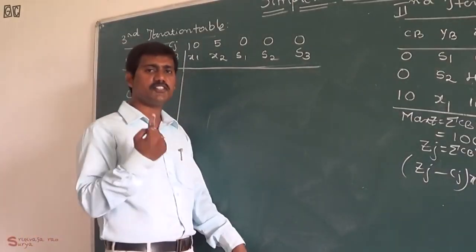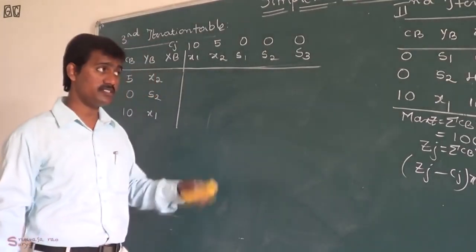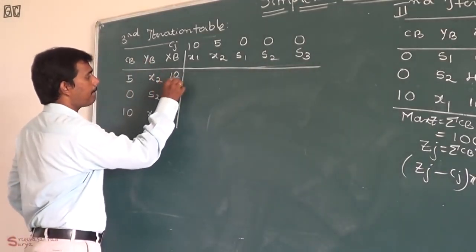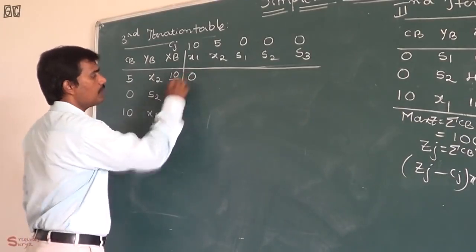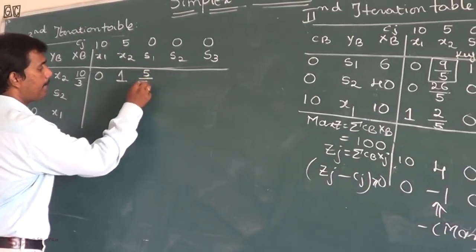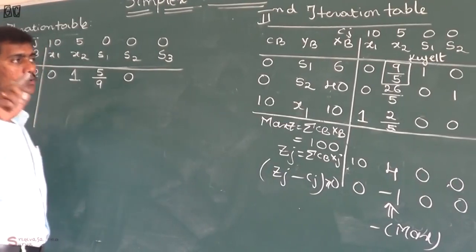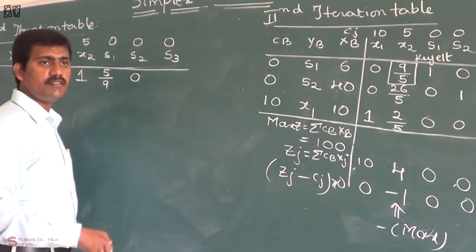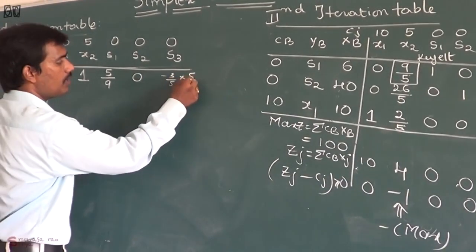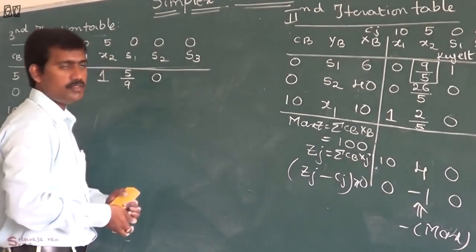We have to make this key element unity by dividing. So in order to divide with 9 by 5, I am going to multiply with 5 by 9. That is 6 into 5 by 9, that is 6 fives are 30 by 9, that is 10 by 3. 0 is 0. So 9 by 5 into 5 by 9, that is 1. That is again 5 by 9. So obviously 0 is 0. And again minus 3 by 5 into 5 by 9. That is, 5 gets cancelled, 3 ones, 3 threes, that is minus 1 by 3.